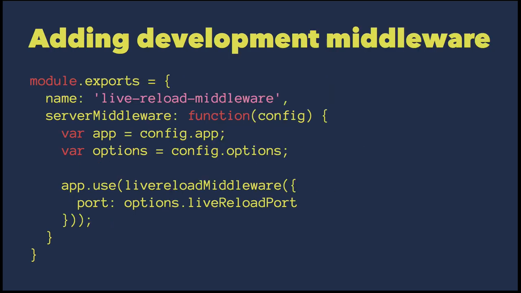Dev middleware, so there's a server middleware hook, and this is how the live reload middleware works. You get a config object in there, which has the app and a bunch of options, and that means any express middleware that you want to use, set up proxies, various things like that, you can just hook in and you're away.